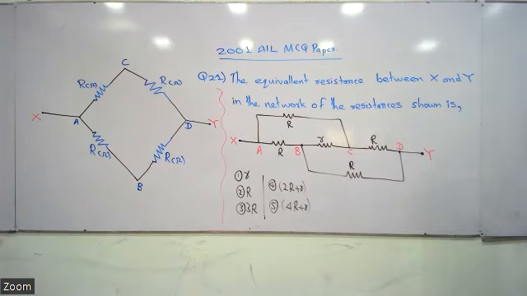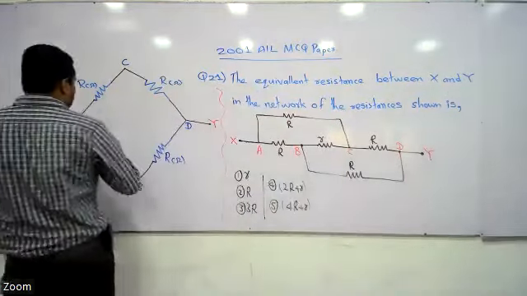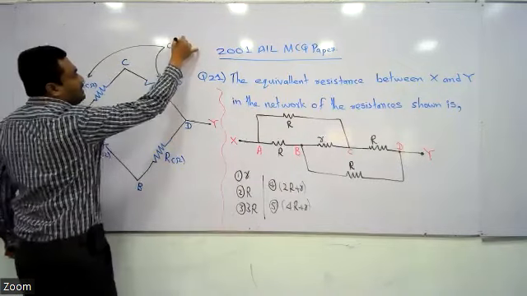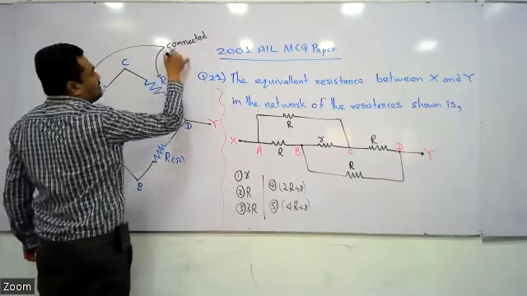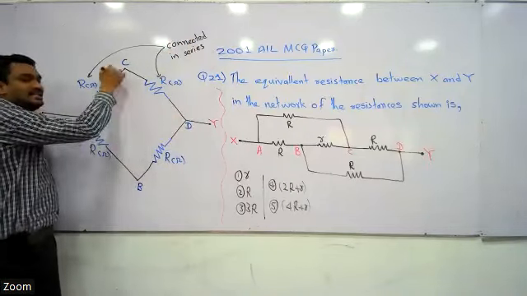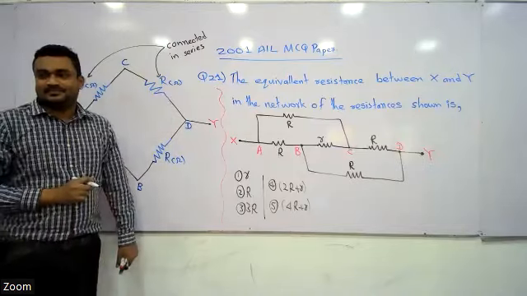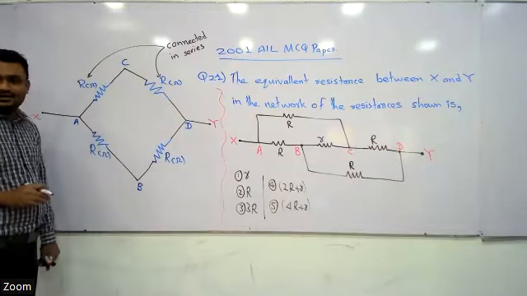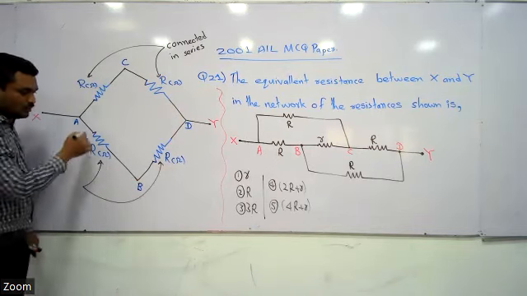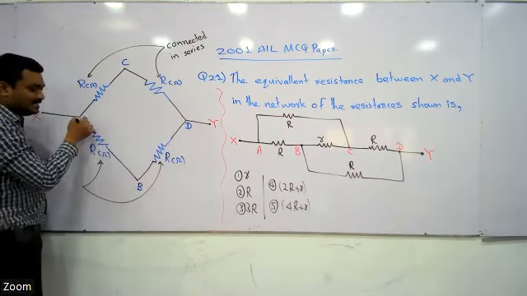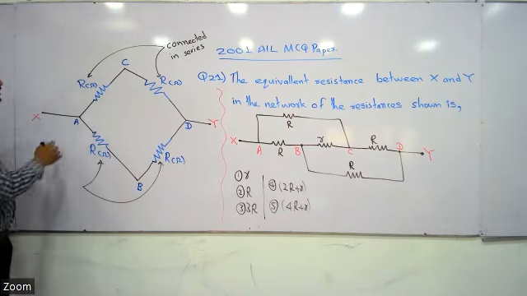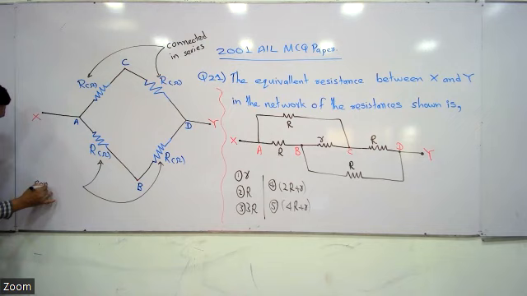Right. Now, how are these two resistors connected here? They are connected in series. If they are connected in series, what is the equivalent resistance? R plus R, 2R. How are these two resistors connected here? They are also connected in series. Therefore, what is their equivalent resistance? R plus R, 2R. Please mark them here.